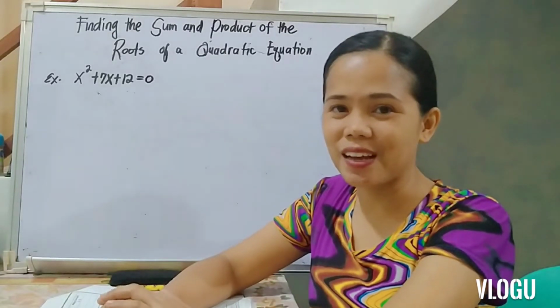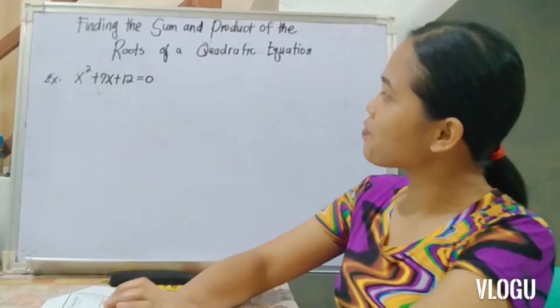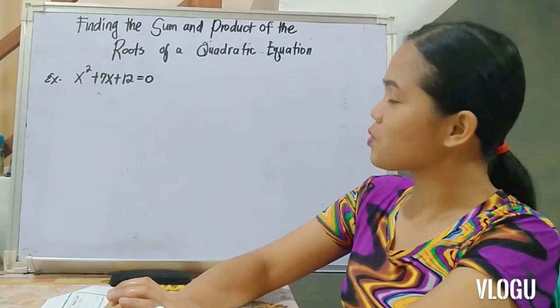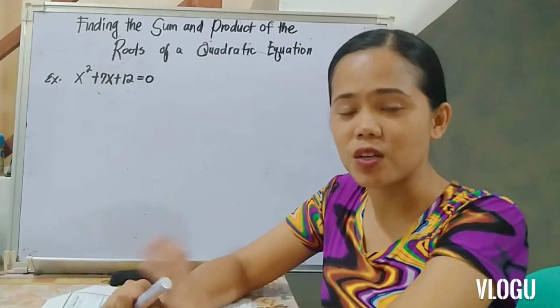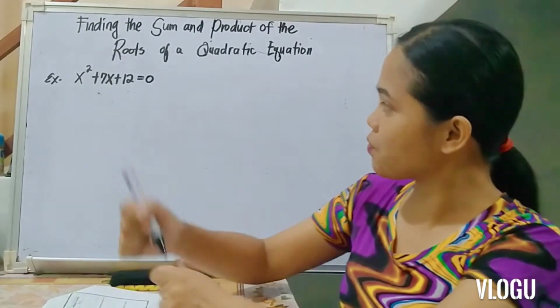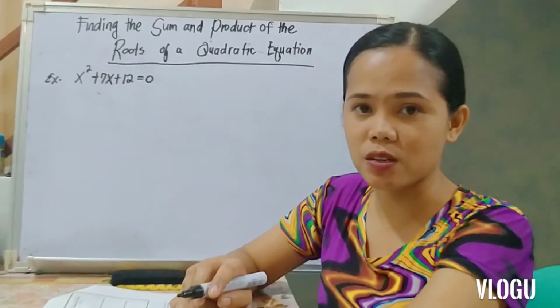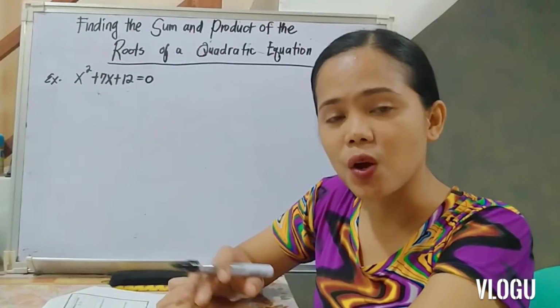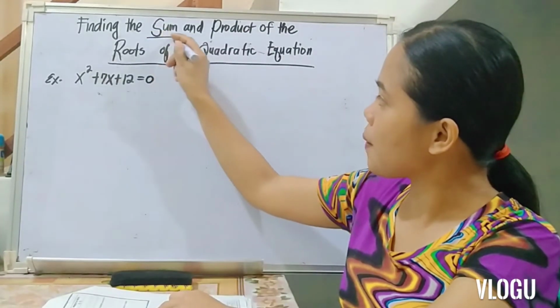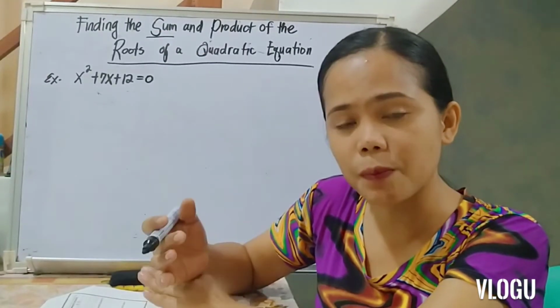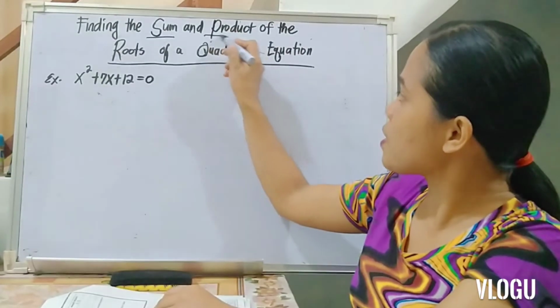Back once again. Today's video is all about finding the sum and product of the roots of a quadratic equation. So the title itself suggests that first, we need to find the roots of our quadratic equation. Now once we have the roots, we're going to add them to get the sum, and we're going to multiply the roots in order to get the product.